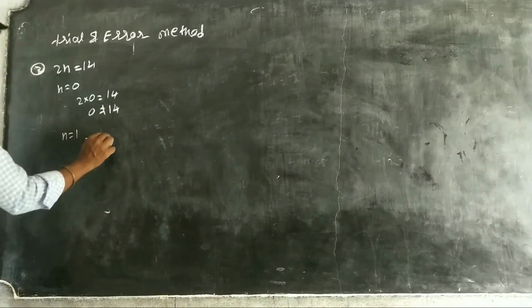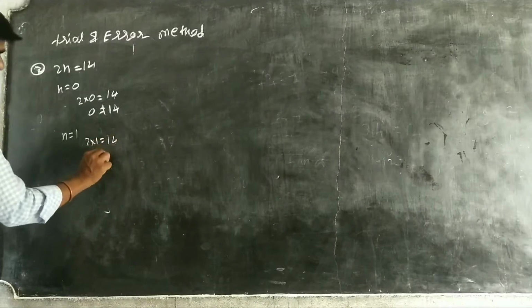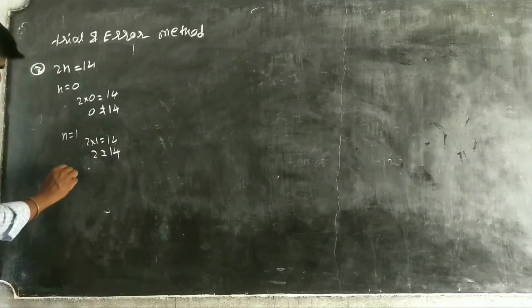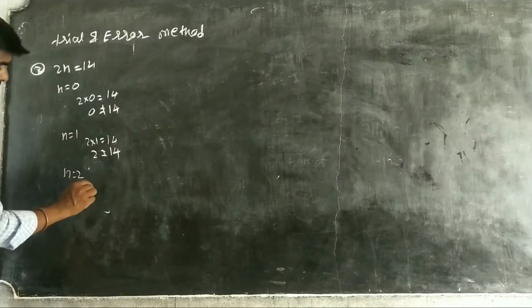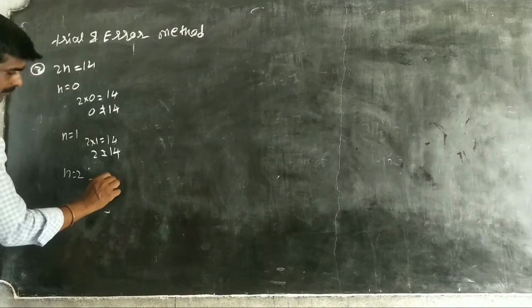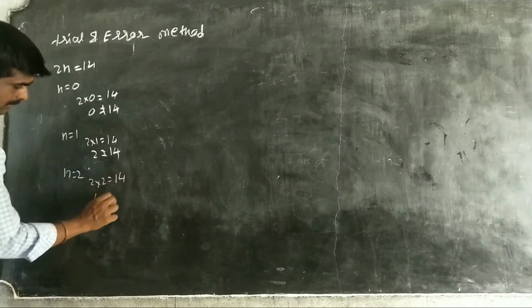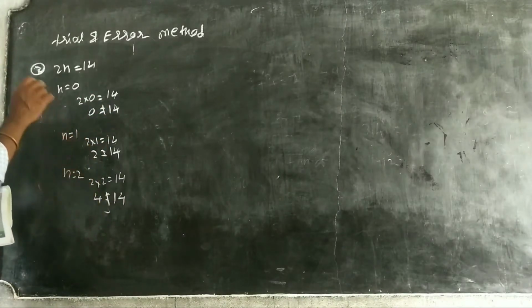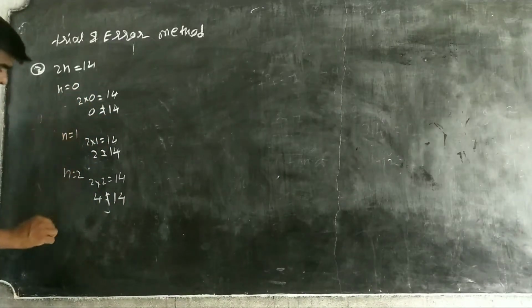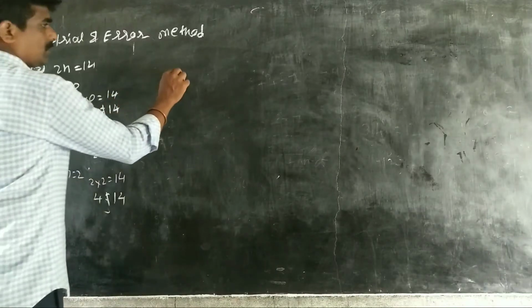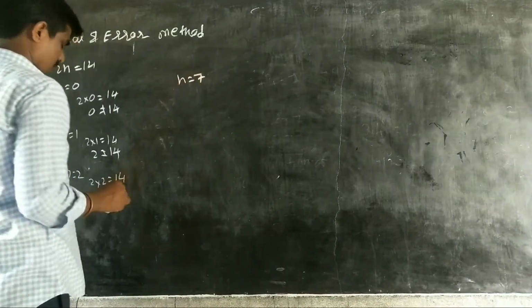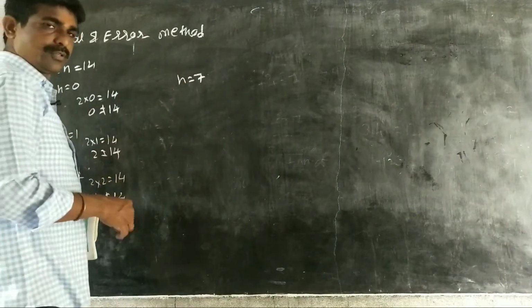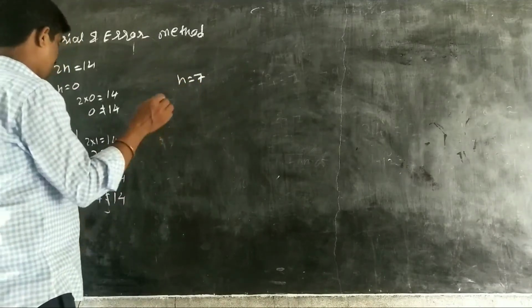2 into 1 is equal to 14. That is 2 is not equal to 14. N is equal to 2. So, 2 into 2 is 4, 4 is not equal to 14. Simply you have to take up to whenever you get n is equal to 7. Continue as well, then you have to substitute n is equal to 7. One by one you have to substitute, not jump.